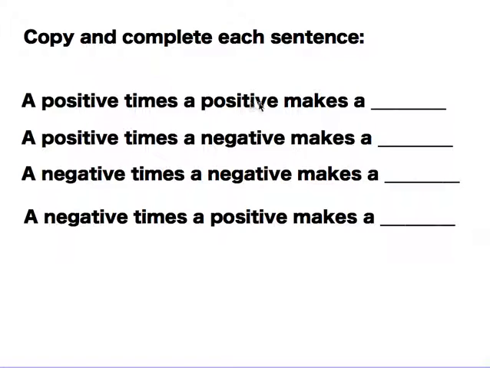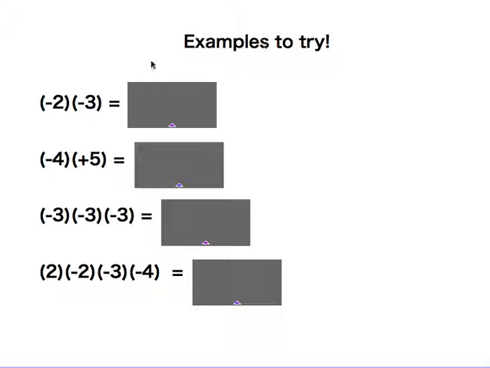So if you take a look over here, a positive times a positive makes a positive. A positive times a negative makes a negative. A negative times a negative makes a positive, and a negative times a positive also makes it negative. So if the signs are the same, our answer is positive; if they are different, our answer is negative.